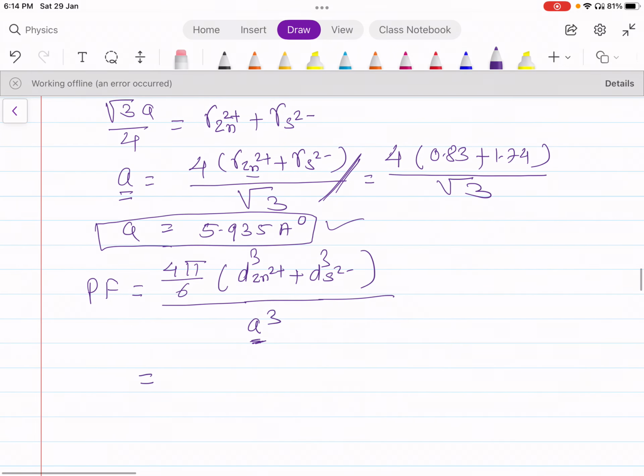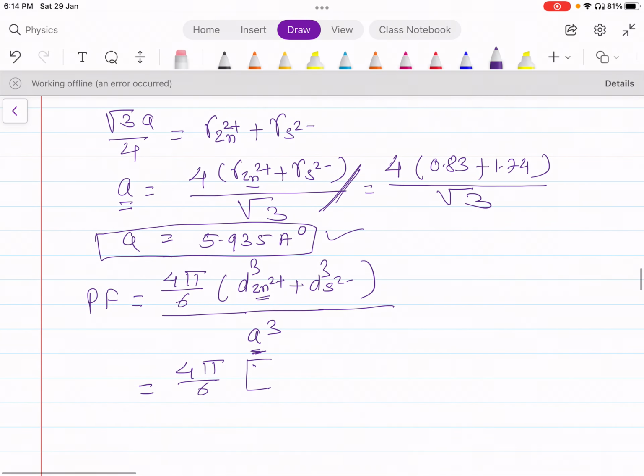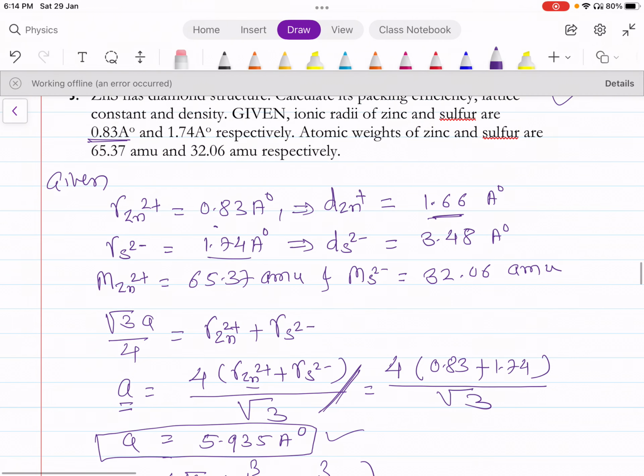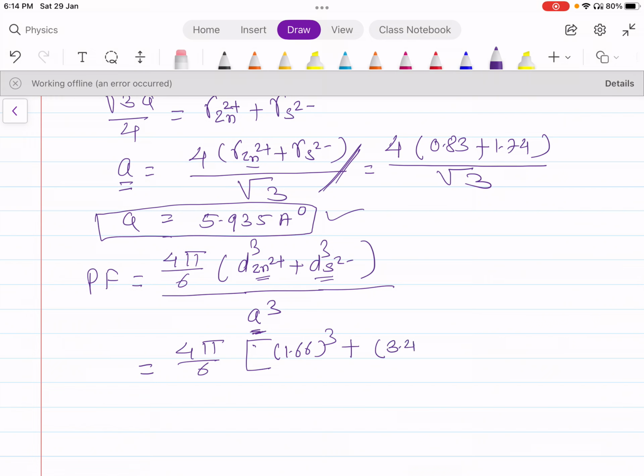Okay, let's substitute the values. So this is 4 pi by 6 into bracket diameter cube of zinc. Diameter of zinc is 1.66. So 1.66 cube plus diameter cube of sulfur. This is the diameter of sulfur ion 3.48. 3.48 cube, and that divided by A cube. A is this, which is 5.935 cube.